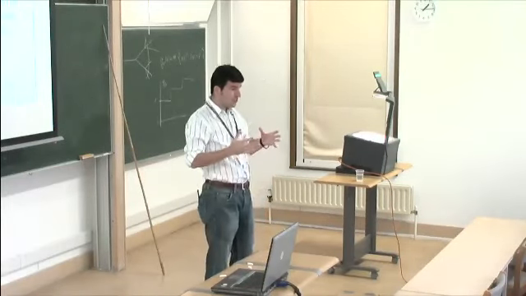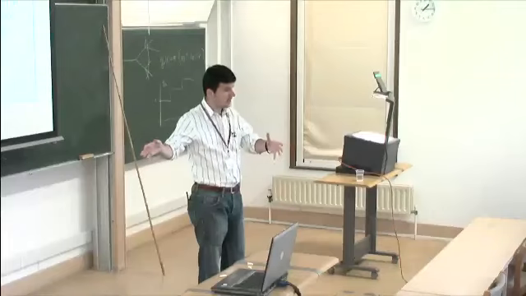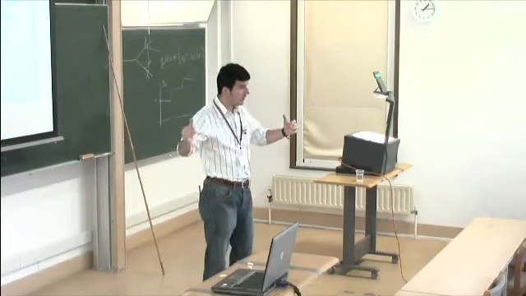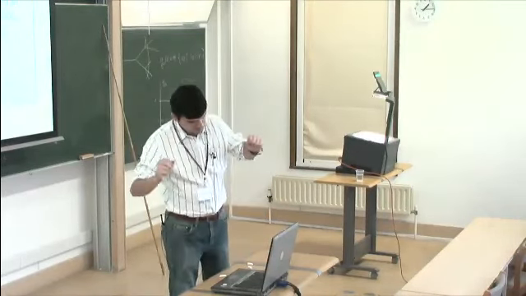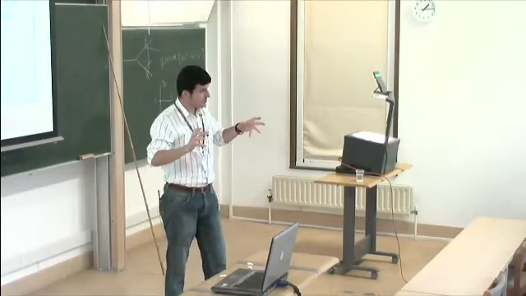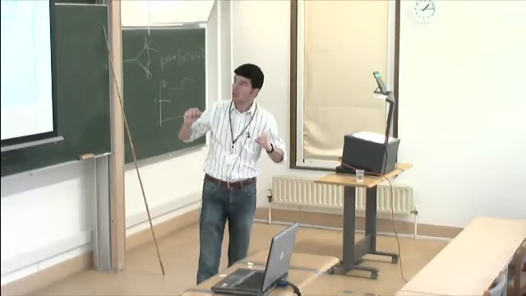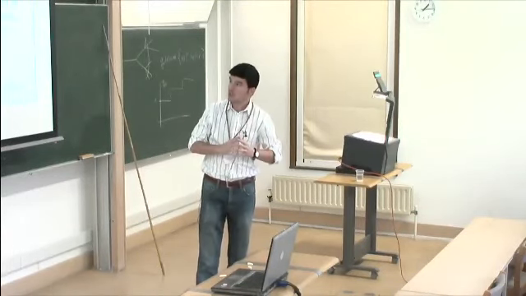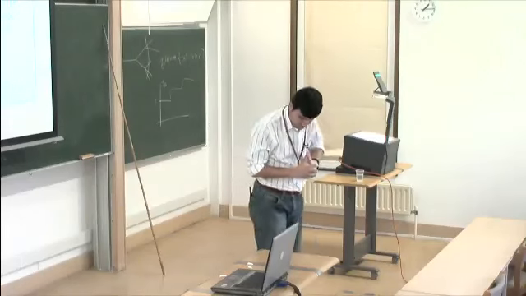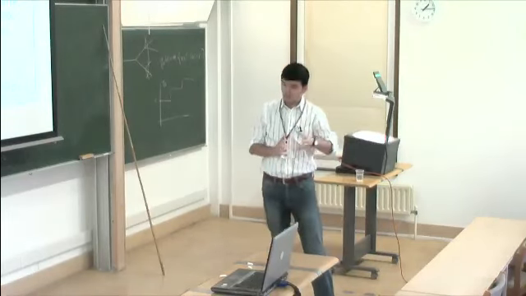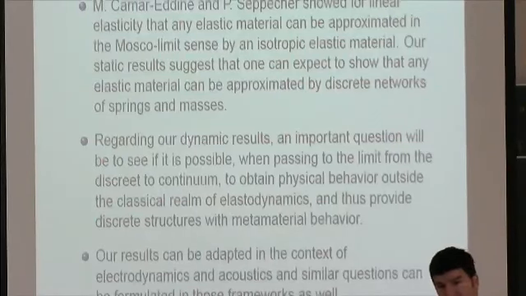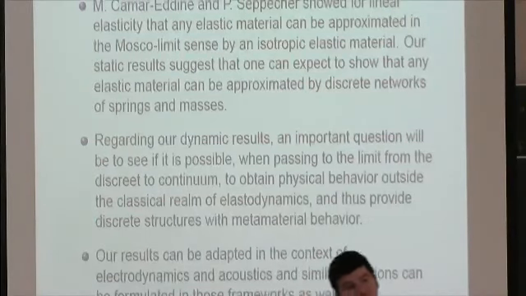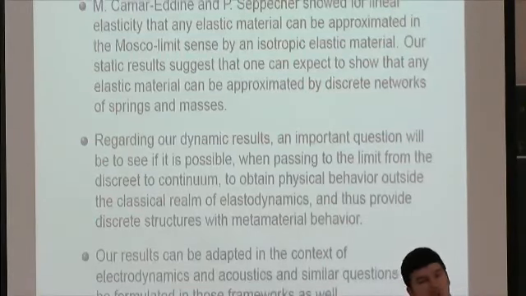Now, it's amazing that you can view any elastic material like an isotropic material, but even more, our results suggest that you can achieve any linear elastic material. You can approximate it in this sense with springs and masses. It's a discrete network of springs and masses. Now, as Professor Milton pointed out, there are results in the dynamic context. So when you have a certain frequency of motion, there are results suggesting negative mass and exotic properties.